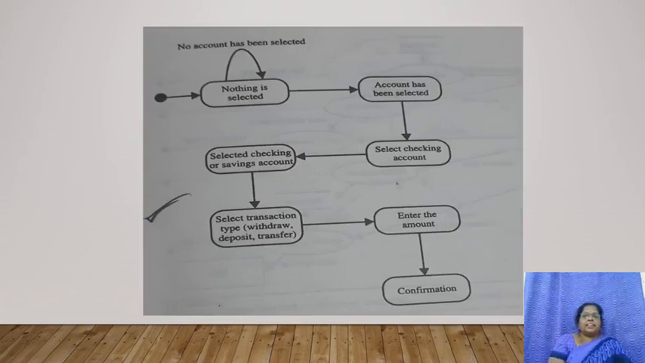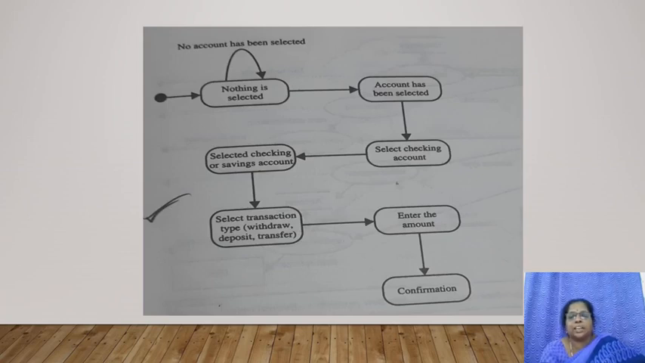In the state transaction diagram, first we take the state where nothing is selected. Then you select a particular account, which is another state. The account has been selected. The particular account is checked, whether it is the correct account or the wrong account. Suppose the checking account is correct, or a savings account, then automatically we have to make a transaction type.